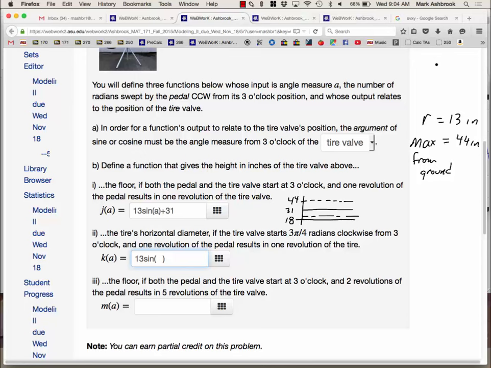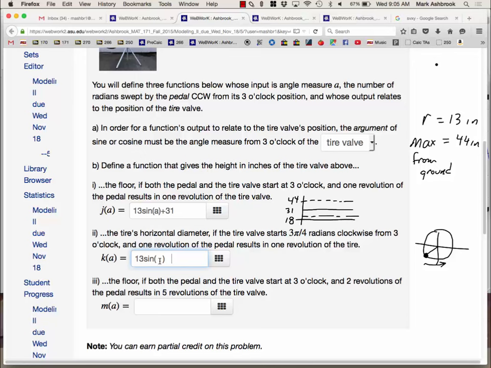So now, if the tire valve starts 3 pi over 4 clockwise from 3 o'clock. Clockwise, okay? So where is that? Clockwise would be around this way, so 3 pi over 4 would be here. So here's where the tire valve is starting, and then it's rotating counterclockwise from here. So is the cycle of the tire valve ahead or behind the cycle of the pedal? Behind by 3 pi over 4.